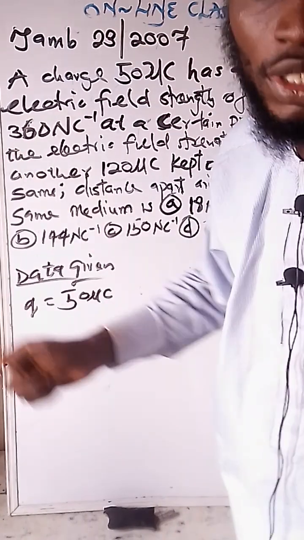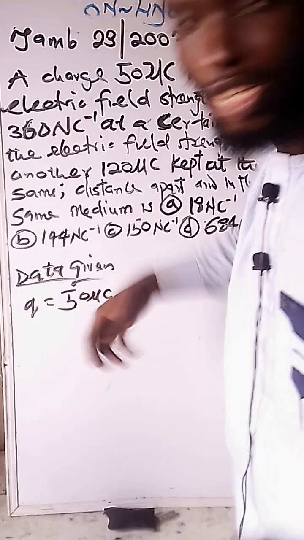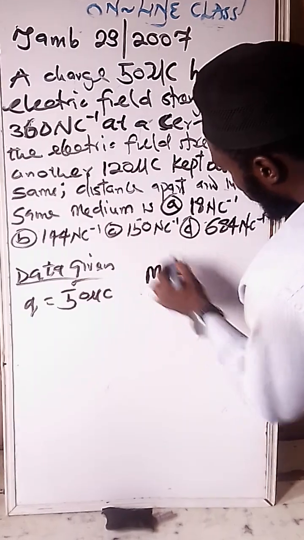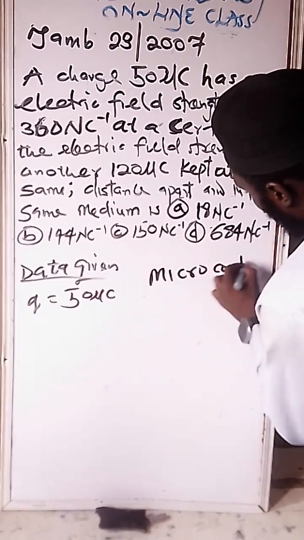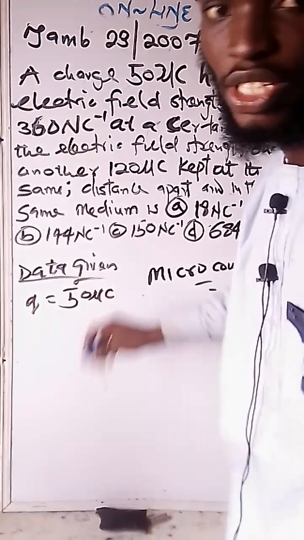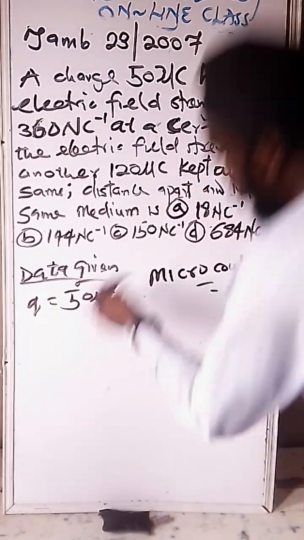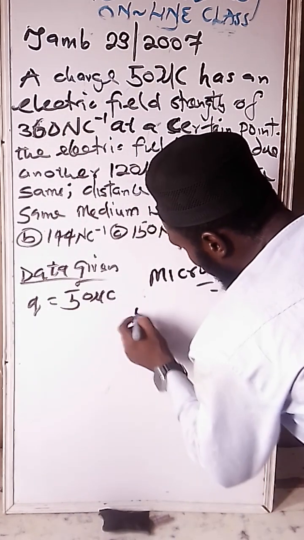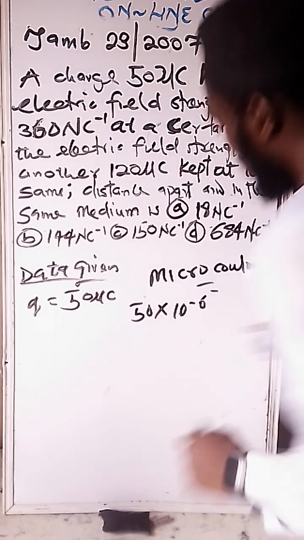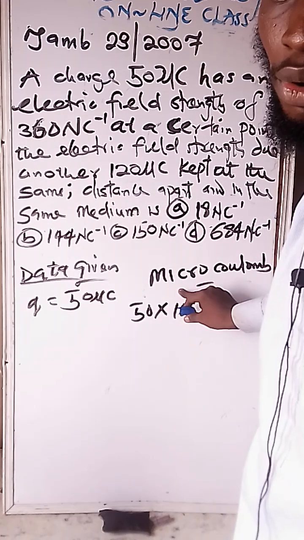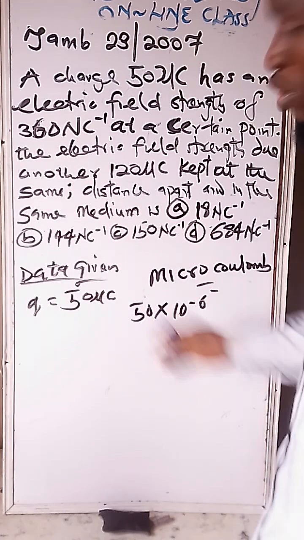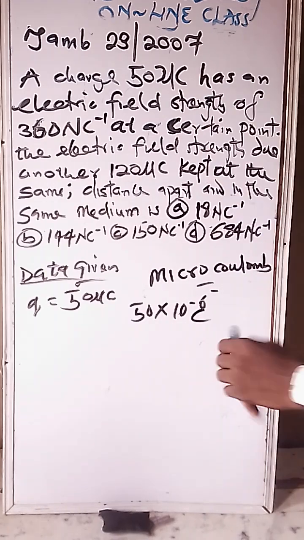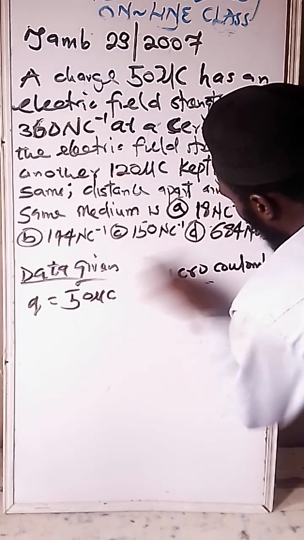microcoulombs. You know the standard unit is the coulomb for charge, but they want to make it more bulky. They put it micro coulombs. Are we together? So wherever you see µ, you call it microcoulombs. And to convert µC to ordinary C, you multiply 50 times 10 raised to power minus 6. 10 raised to power minus 6 is what we call micro. So to change µC to ordinary C, 50 will be multiplied by this, so we will be left with C. Hope I'm communicating. Are you together with me?